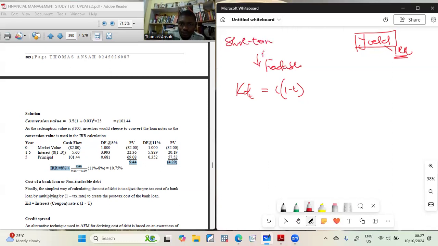Short term, non-tradable. You can't sell it, so there will be no market value. Actually, your market value is your book value. Take note of that. So your market value is just the book value. So here you just multiply short term. All right. So that is 4, right?